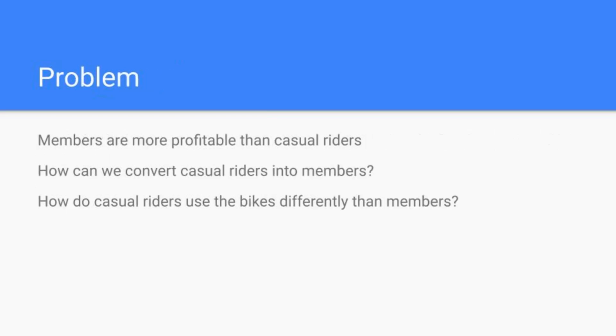So the scenario we are dealing with in this project is that Cyclistic has discovered that members are more profitable than casual riders. So we are trying to discover some insights into how we could potentially convert casual riders into members. But more specifically, how do casual riders use the bikes differently than the members do?